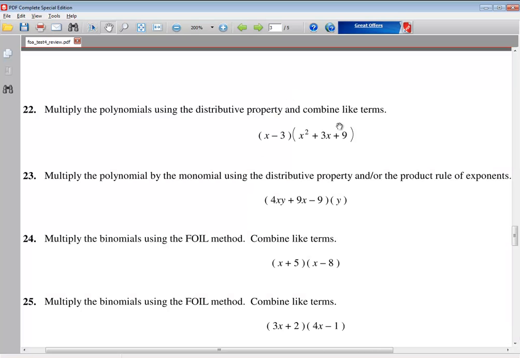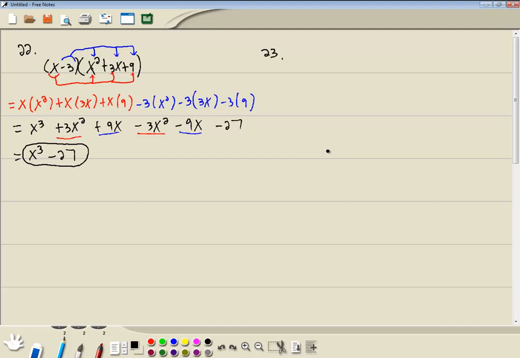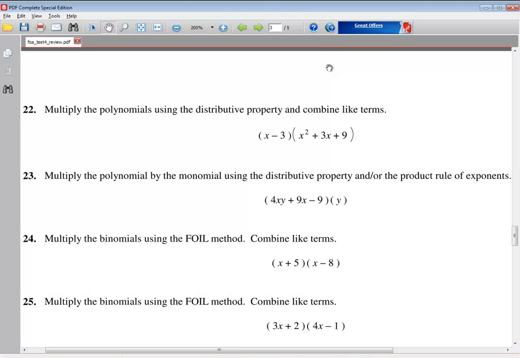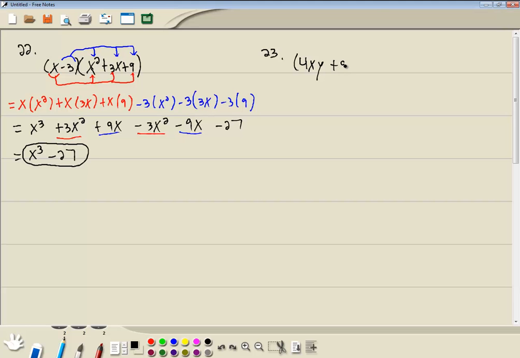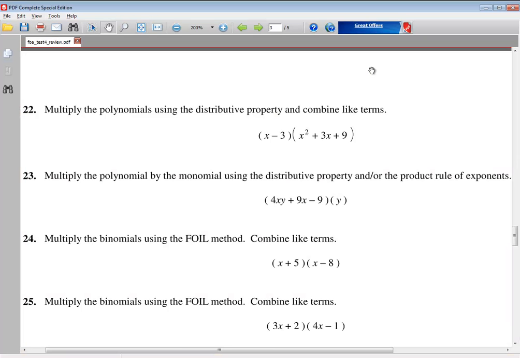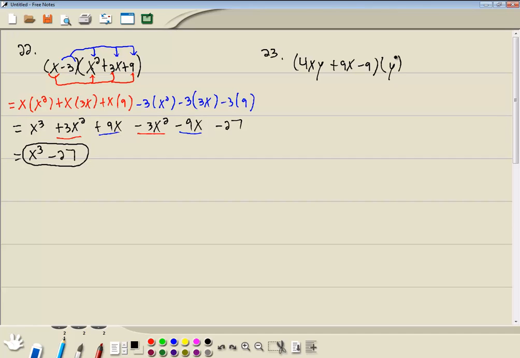Okay, 23. We got 4xy plus 9x minus 9 times y, and we'll multiply them together. Well, we got 3 terms here and we got 1 term here. You always start with the one with the smallest number of terms, so we work from it. So I'm going to go from this direction. We got the y here. We're going to multiply it times each term over here. So I'll multiply it times the first term, times the second term, and times the third term.